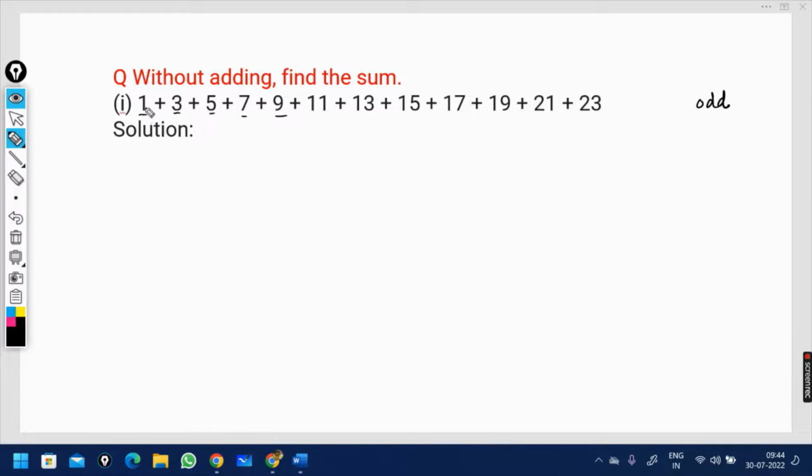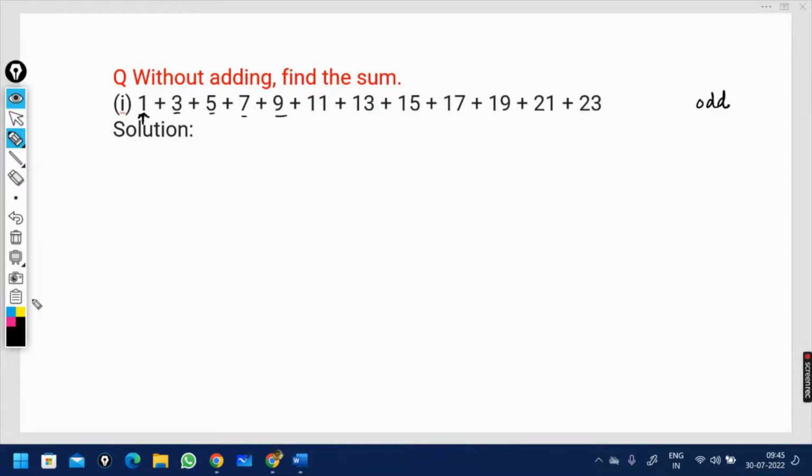Consecutive means they're coming one after another. 3 comes after 1 and 5 comes after 3, so they are consecutive, and can you see no number is missing. So if such is a case where the consecutive odd numbers are given to you starting from 1, then you can write the sum of these numbers without even adding them up. So how would we do that? Square numbers will help us.